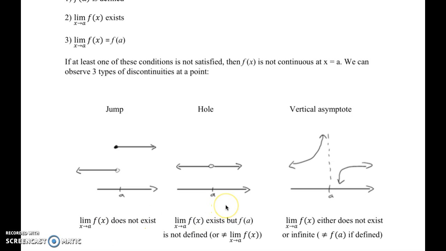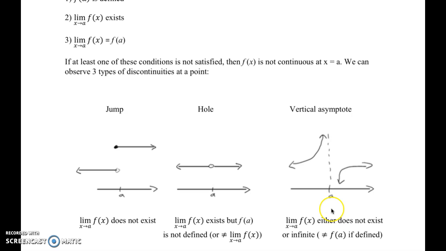Then we have this idea of a hole, where it comes in from both sides, from left and from the right. So the limit exists, but there's a hole at that value. So f of a is not defined itself, but the limit does exist. And therefore, this is a discontinuity we call a hole.